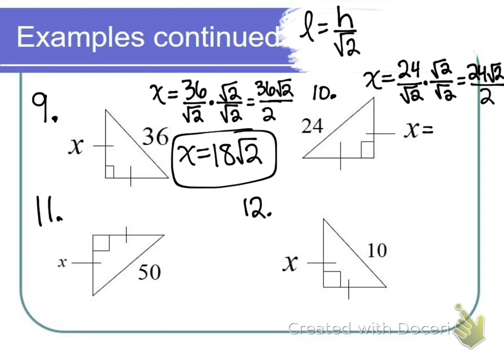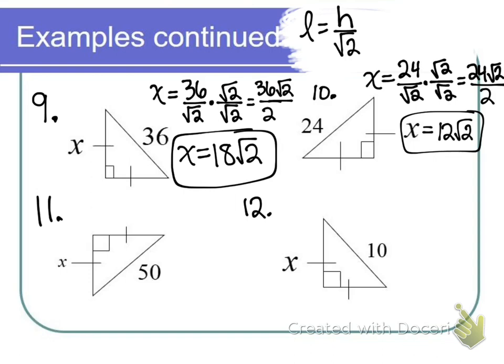X equals what? 12 radical 2. So can we do this mentally, like just do it by work? On these problems, I want to see a little work, because these ones don't just follow the pattern quite as easily. Okay, there's a little bit more involved. Do we have questions about it? All right, we've still got a couple more to do.